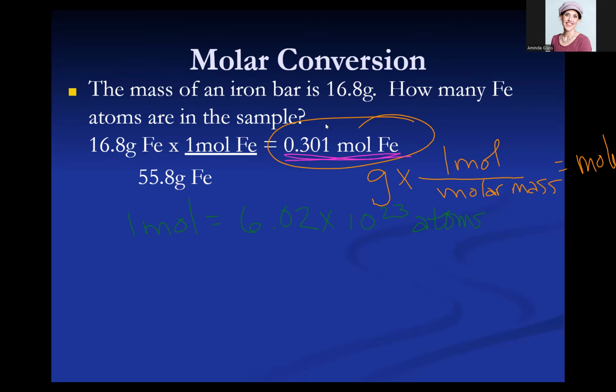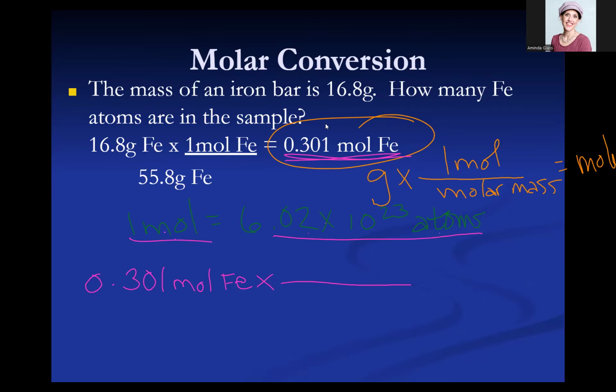If I have the number of moles now, so I'm going to start with my moles, 0.301 moles of Fe. I can go from moles to atoms using these two numbers. This is just like what you did with the money. How many dollars is 12 dimes? Well, I know 10 dimes equals $1, and you do the math automatically. It's the same process, you just have to think about it a little bit more.